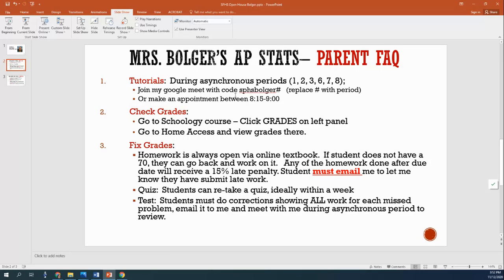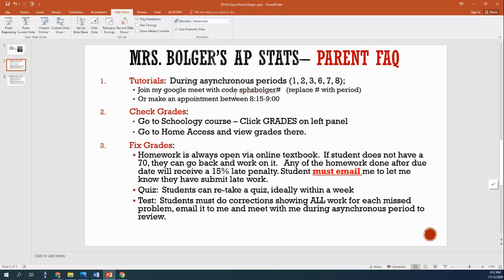The tests are graded, I don't want to say harshly, but graded in the similar manner that an AP exam would be graded. And an AP exam, if you earn 50% on free response and similar on the multiple choice, they will earn a 3 or a passing grade for college credit.